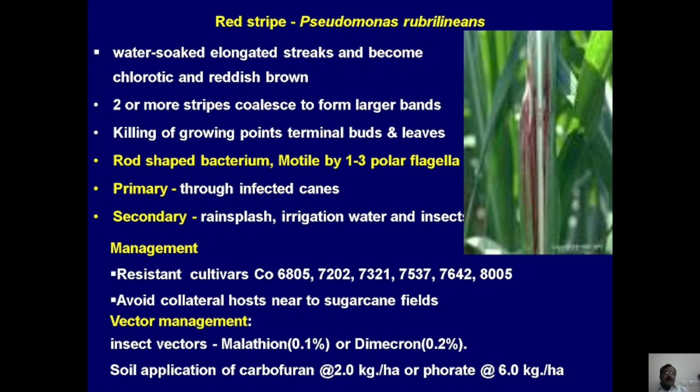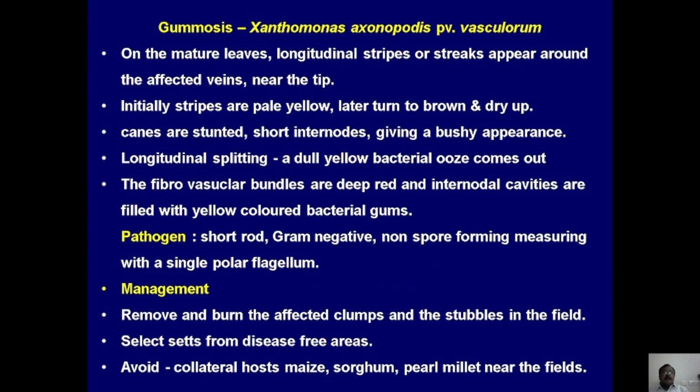In order to reduce the insect mode of transmission, you have to apply effective insecticide to reduce the insect population. And then the gummosis symptom in sugarcane, which is produced by the bacterium Xanthomonas axonopodis pv. vasculorum, upon the matured leaves produces longitudinal stripes or streaks around the veins, especially near the tip of the plant.